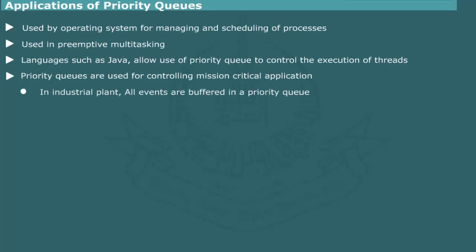In an industrial plant, for example, the working of various components is monitored and shown on the console. All events and associated messages are buffered in a priority queue. Appropriate actions on the processes with the highest priority are initiated immediately to take necessary remedial measures.